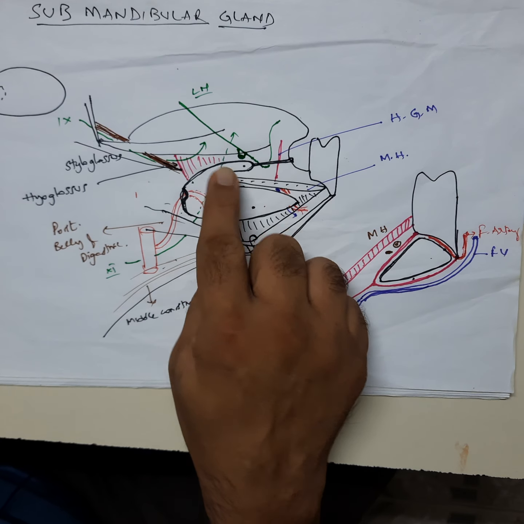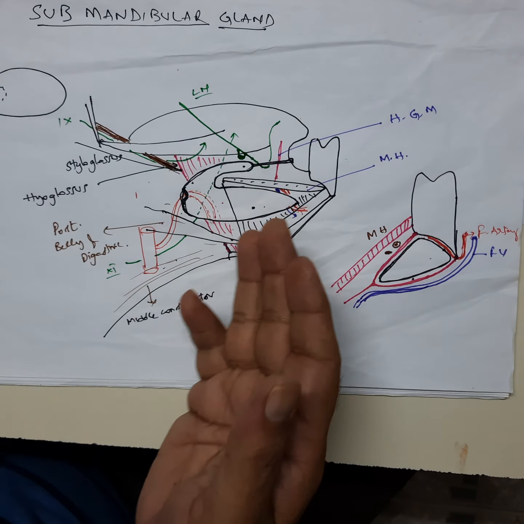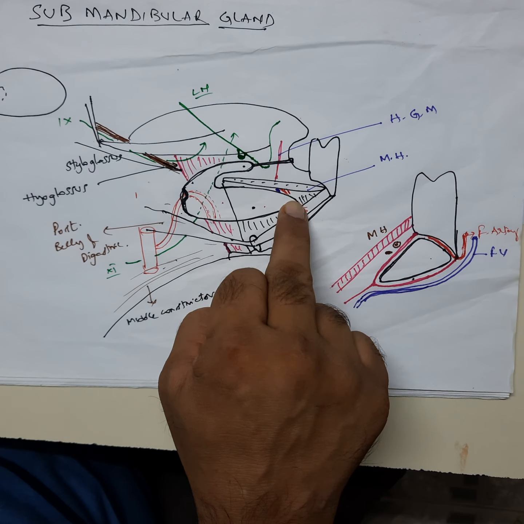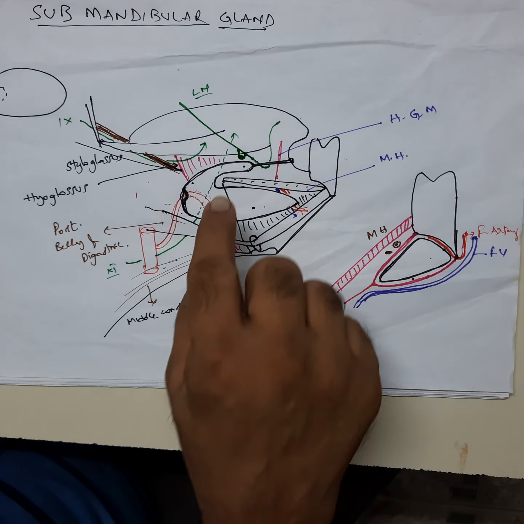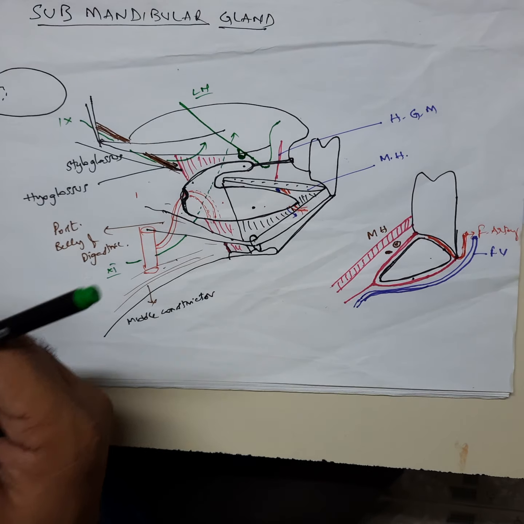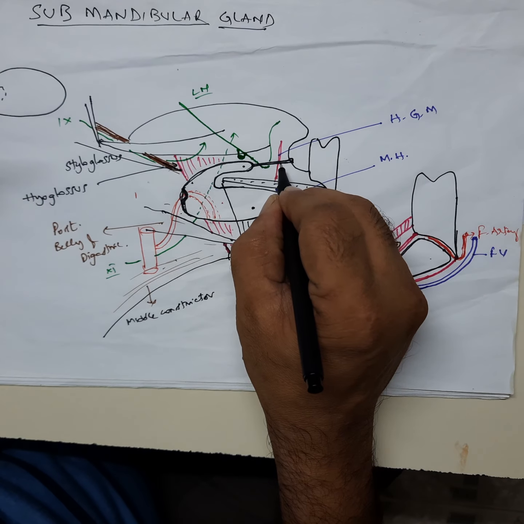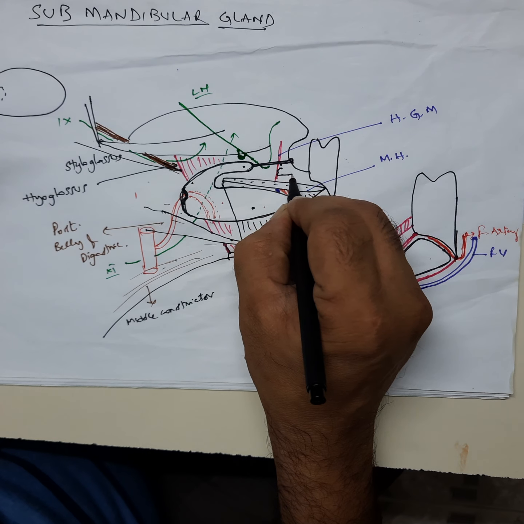Coming to the deep part, this deep part runs between the mylohyoid muscle and the hyoglossus muscle. It is sandwiched between the two muscles and almost extends up to the posterior border of the sublingual gland.